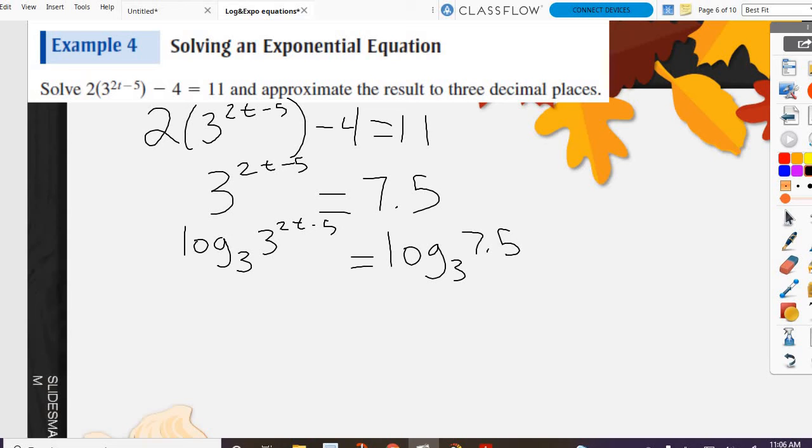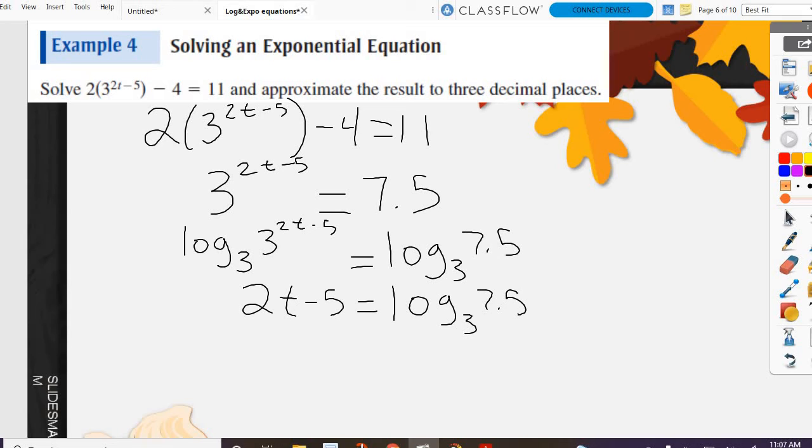My log base 3 and my 3 undo each other, so we have 2t minus 5. Now, be careful, because I saw on a couple people's, they just put 2t minus 5 equals 7.5. We cannot do that, because when we took the log of both sides, the only way that works is if I take log base 3 of 3 to the stuff, and that's what undoes each other. So I am left with 2t minus 5, but because I had to take the log of both sides, I still have log base 3 of 7.5, okay?